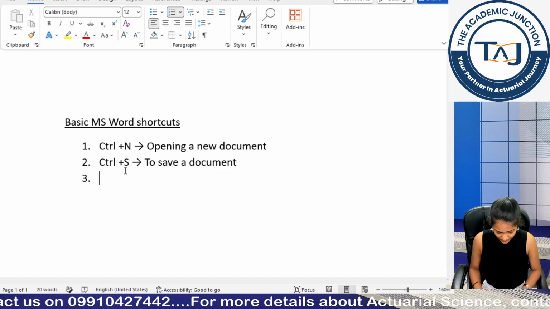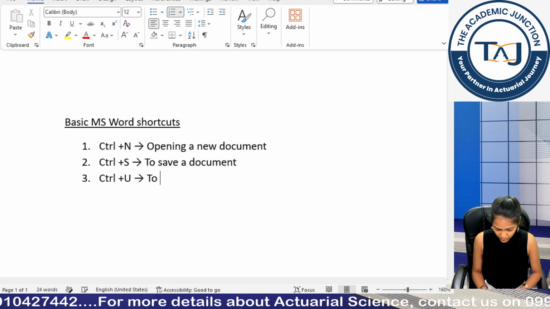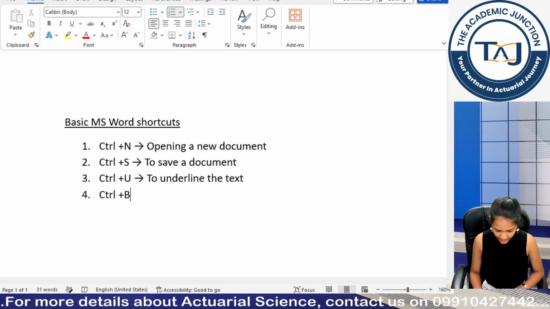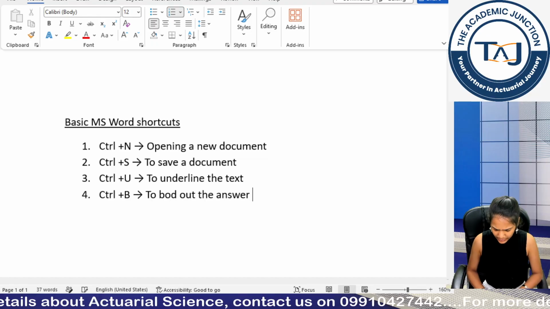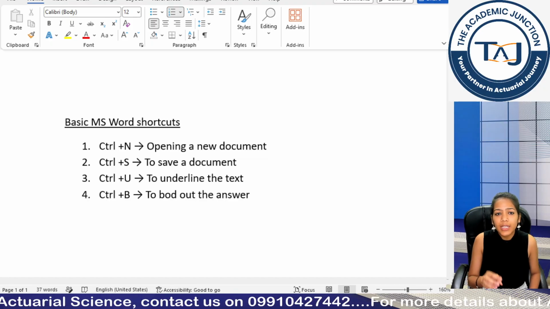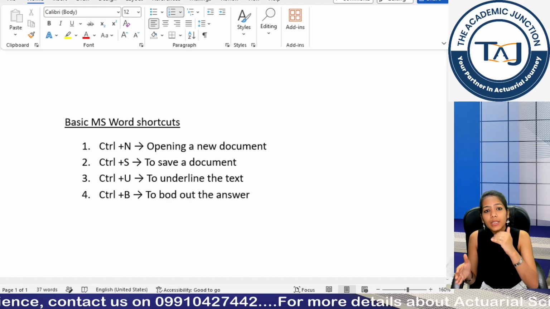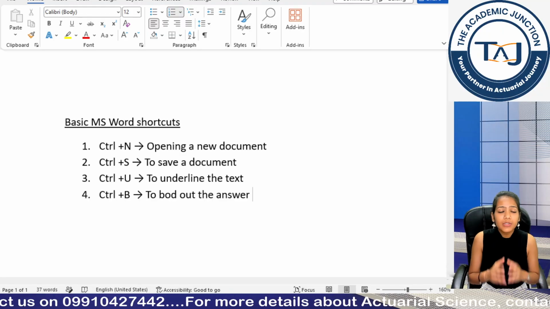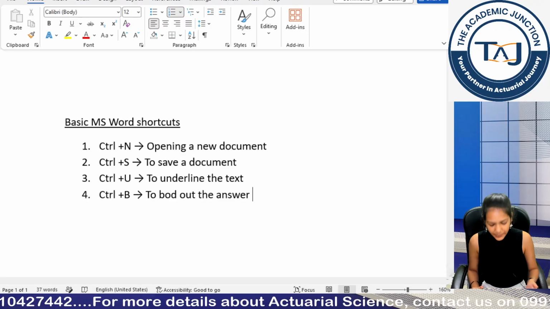Then we have Control plus U to underline the text, then Control plus B to bold out the answer. Now I recommend students to usually bold out their final answer so that their final answers stand completely alone as compared to their whole workings. Sometimes the examiner may get confused and they may miss out something, so it's better to bold out a final answer. So in that case you will be using Control plus B.